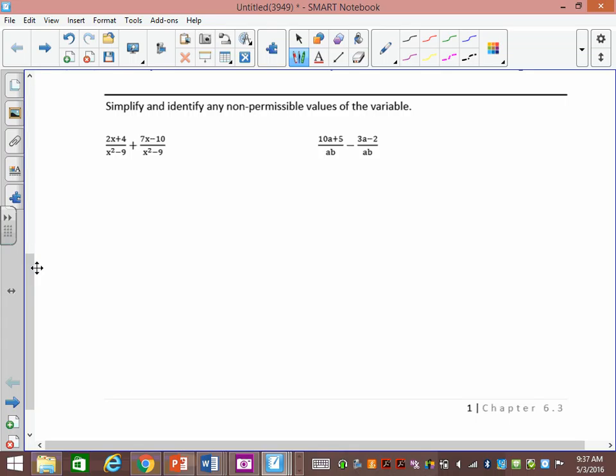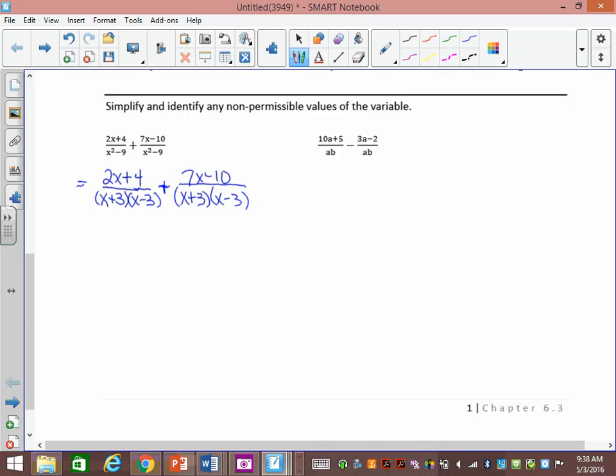Okay? That's it. So right now we actually have a common denominator, don't we? But we can factor it out if we want, just so our NPVs are easier. So let's factor the bottom. We're going to get x plus 3, x minus 3, because it's a difference of squares, plus x plus 3, x minus 3. And then we just rewrite the tops. 2x plus 4 plus 7x minus 10.